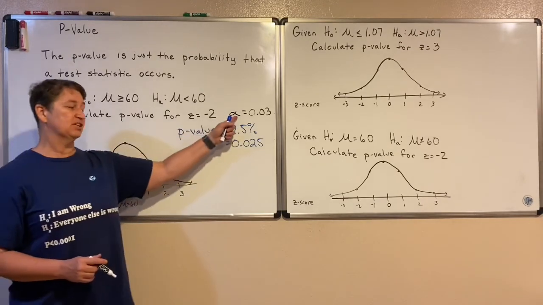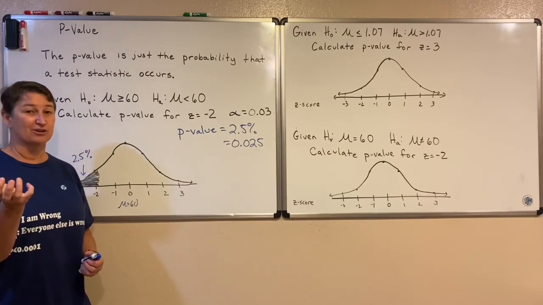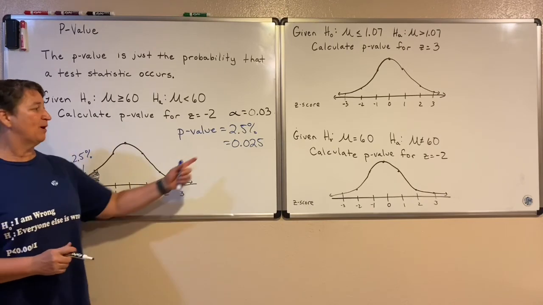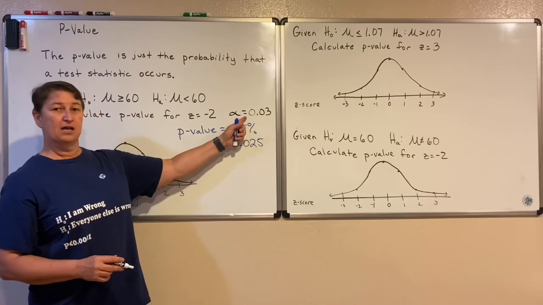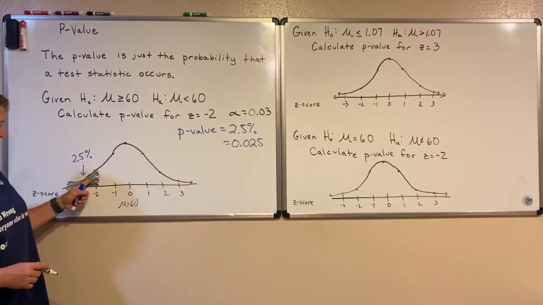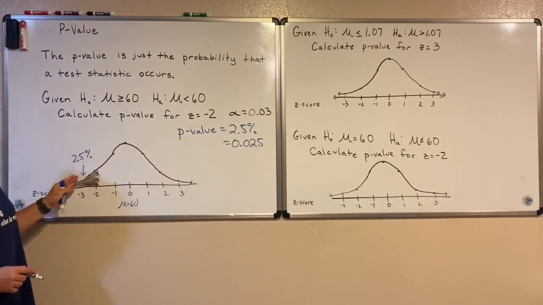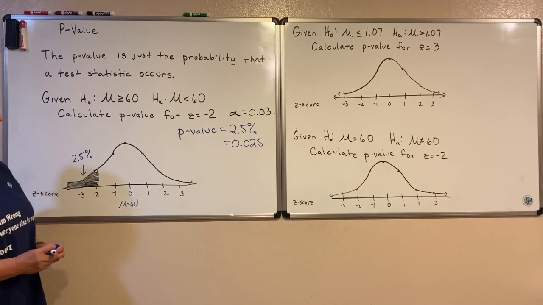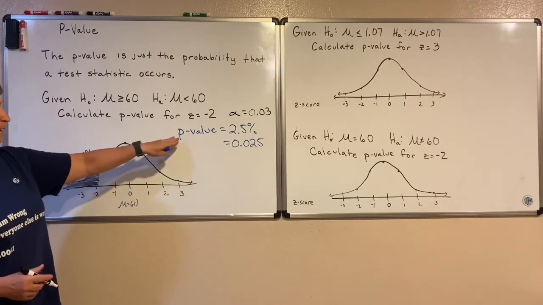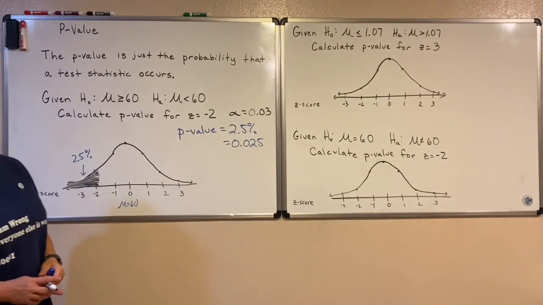So my level of significance helps me to determine, I need to decide that first before I go out and collect that test statistic. And if my p-value is smaller than my level of significance, then my test statistic was in that rejection region. And if it's bigger, then it wasn't in the rejection region and we fail to reject. But in this case, since our z-score was at -2, our p-value is at 2.5%.